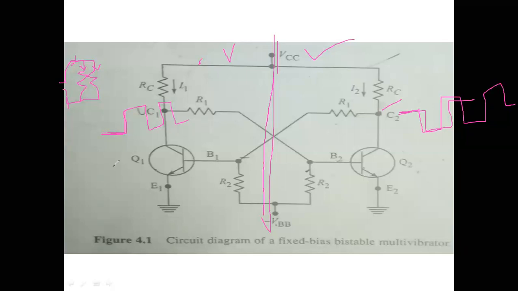We can take the output on any side, whether on the Q1 side or the Q2 side, depending on your application. Or you can connect two different loads: on this side you can connect one load, and on this side you can connect another load. The whole circuit can drive two loads; at a time it can operate two different loads.